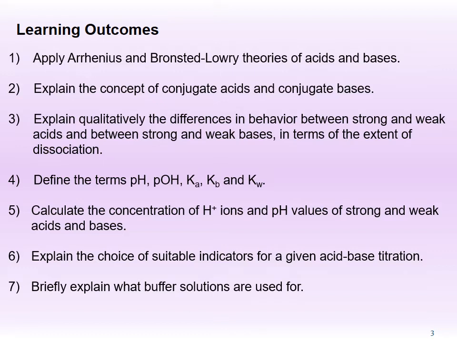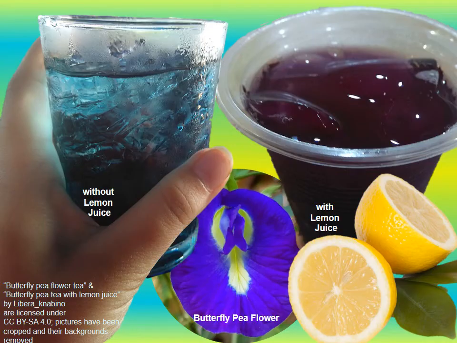Calculate the concentration of H+ ions and pH values of strong and weak acids and bases. Explain the choice of suitable indicators for a given acid-base titration, and briefly explain what buffer solutions are used for.